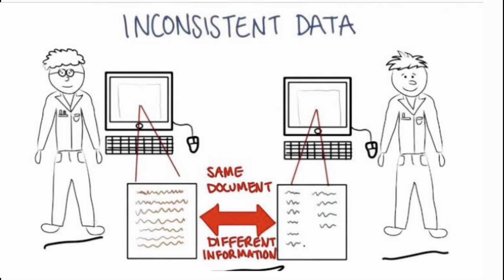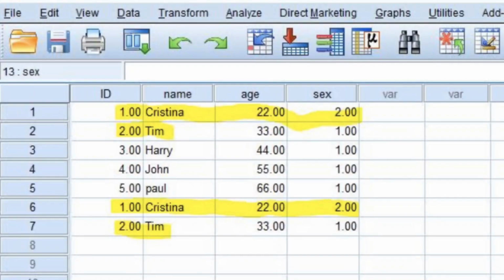Now we'll talk about inconsistent data. Inconsistent data means you are getting the same documents but their information is different. Might be the reports which you are receiving many times, but the data is different there. Now the last one is duplicate data. Duplicate data is like a repetition of the data, where the data is being duplicated.